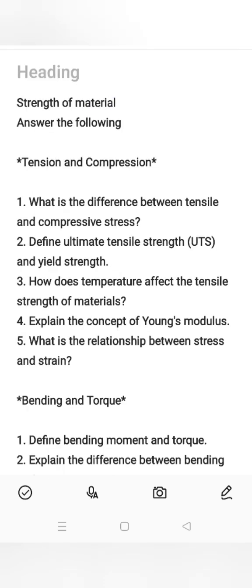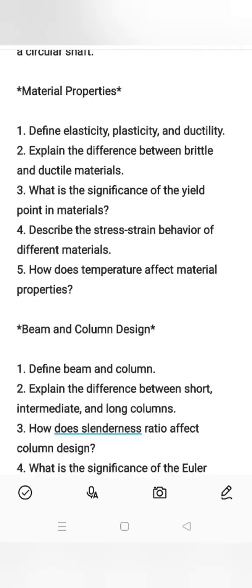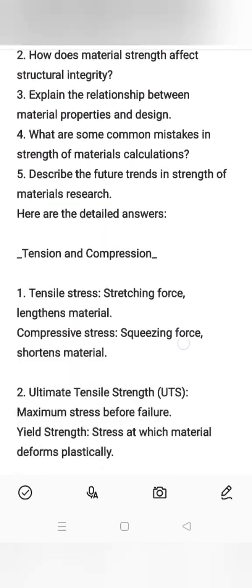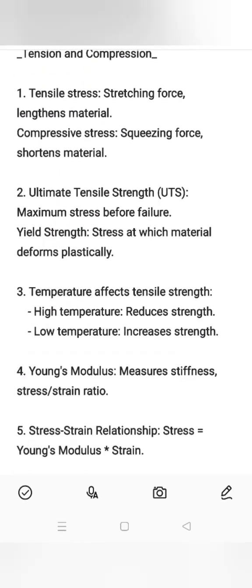How does temperature affect the tensile strength of materials? Temperature affects tensile strength. High temperature reduces strength, low temperature increases strength.